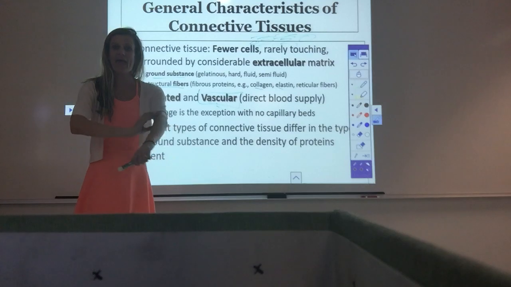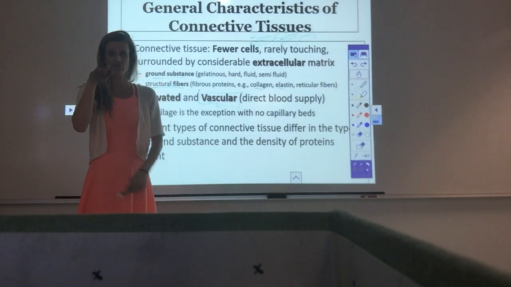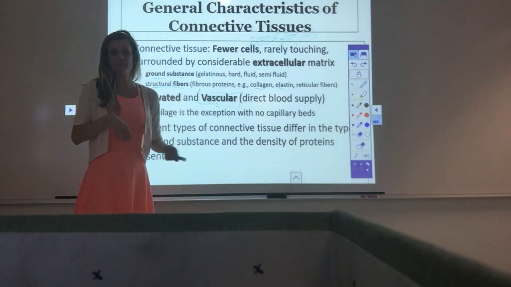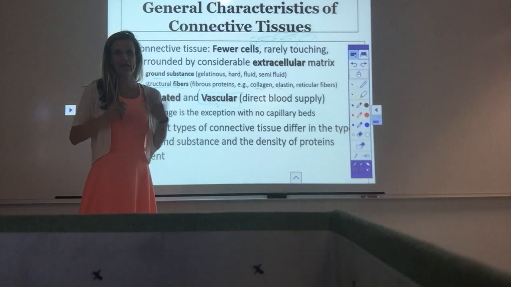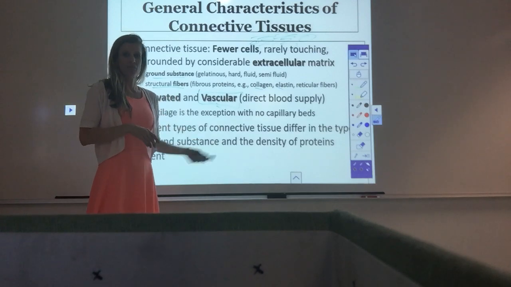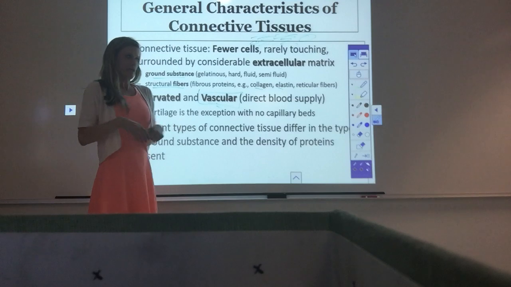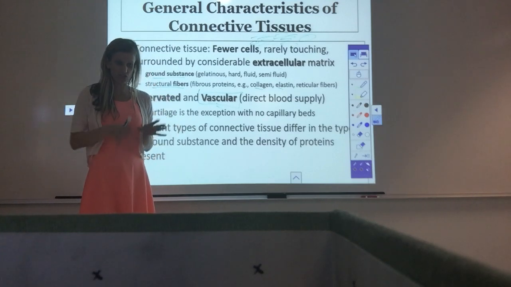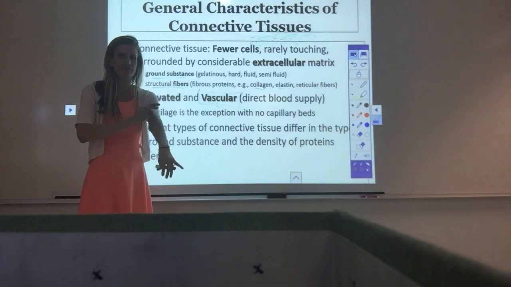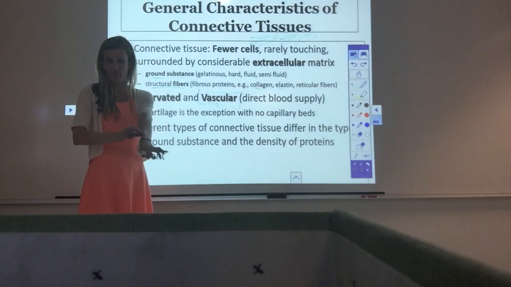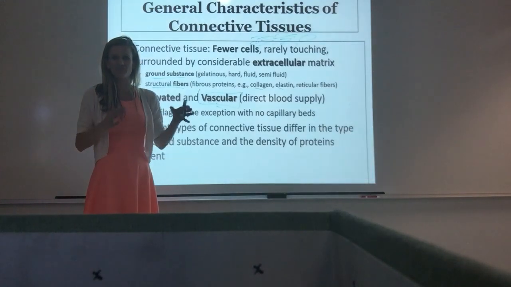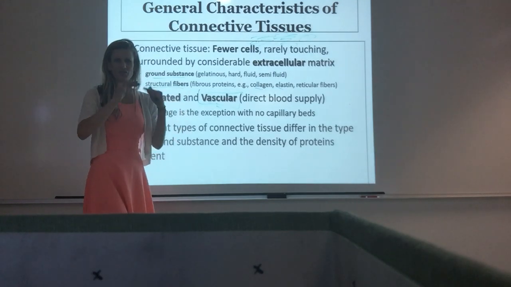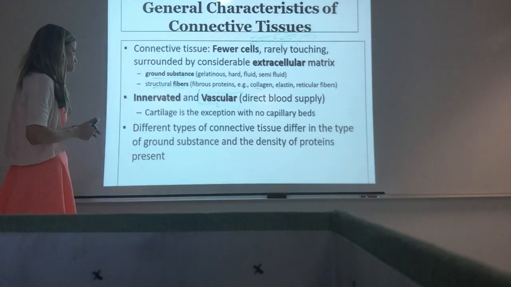Epithelial tissue was avascular, no vessels. Connective tissue is vascular. There are blood vessels going through the tissue. It has a direct blood supply. Cartilage is the only weird one there. Cartilage does not have blood vessels going through the center of it, but it has a super thick vascular layer on the outside called the perichondrium. So while the vessels aren't in the tissue, they're very closely associated with the tissue.